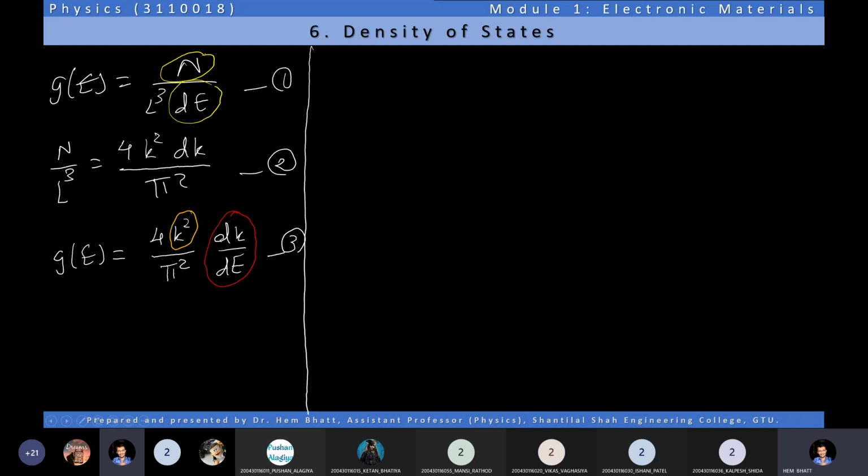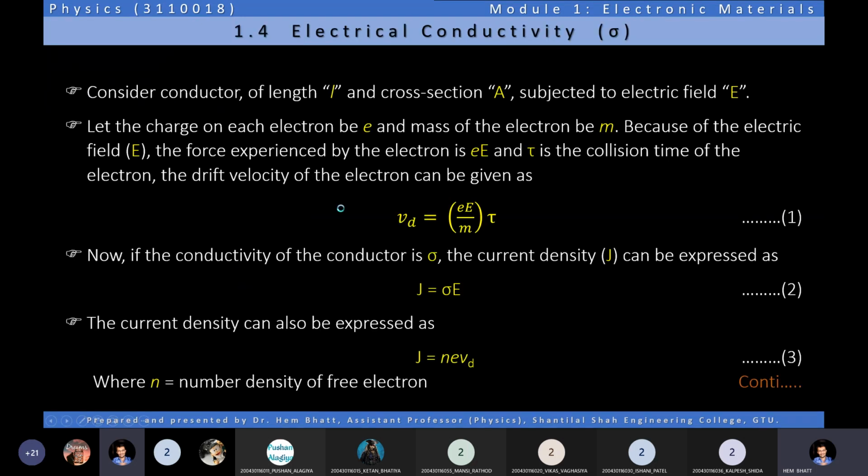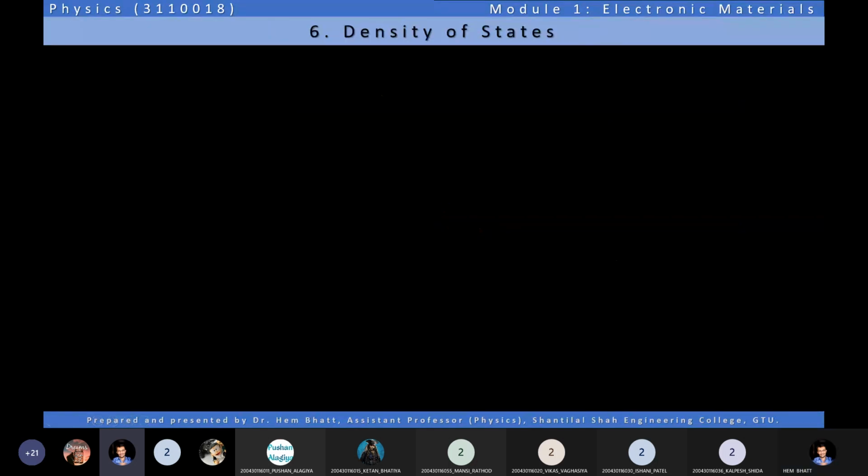So there is something which you will have to accept once again. What you'll have to accept is this energy equation, which is given as h cut square k square by 2m. For those who are interested in finding out how we arrived at this, એ લોકો માટે બધા માટે નથી.